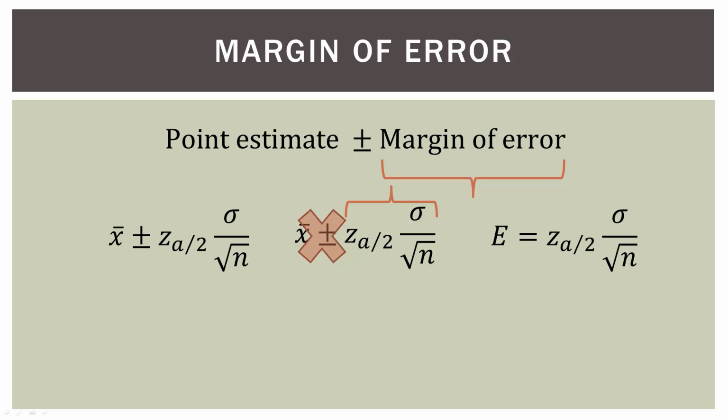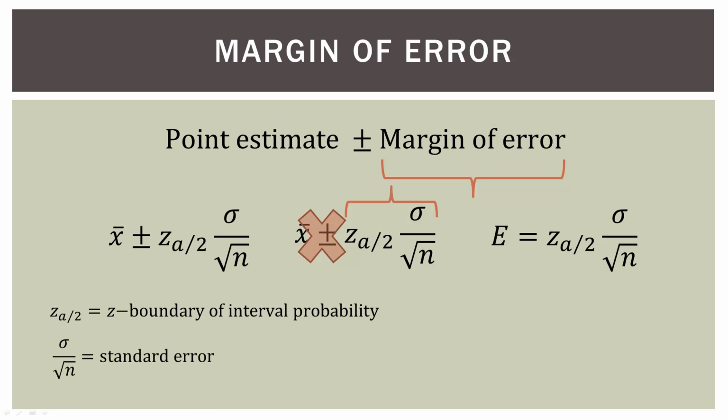So again, we're just taking the margin of error all on its own, and then we're going to work with it on its own terms, literally. So remember that z alpha over 2 is just the z boundary of our interval probability. Again, if we're interested in 95% confidence, that z will be plus or minus 1.96. That's the most common one. And the sigma divided by the square root of n, remember, is the standard error. And again, we went over that in great depth in previous videos.